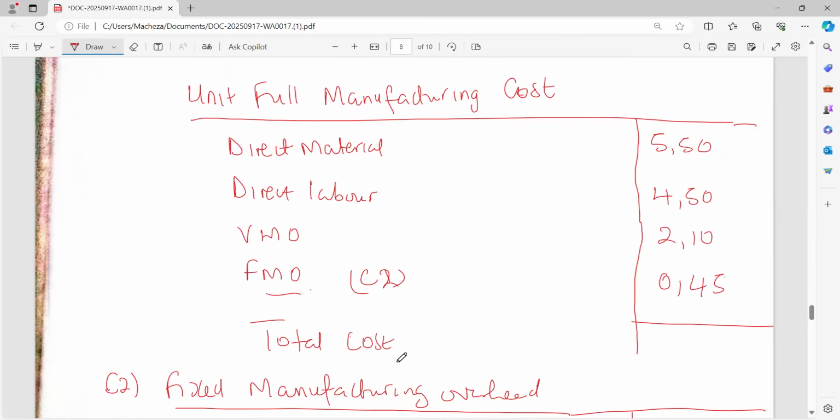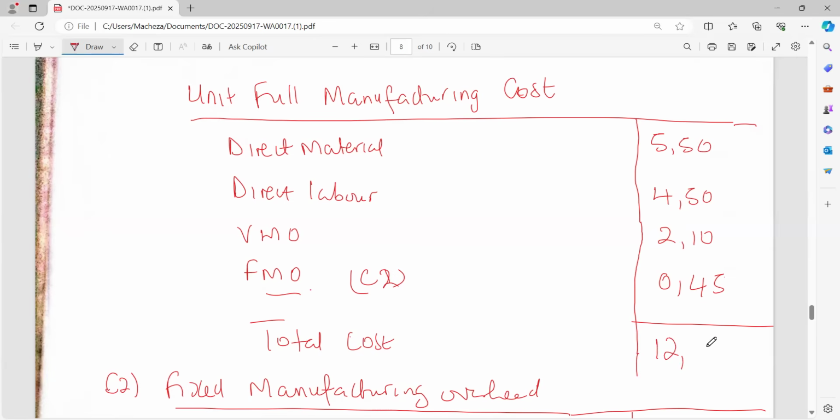So how much are we going to have as our total cost there? Anyone who got it, it's 5.50 plus 4.50. It's 12 Rand 55 cents. 12 Rand 55 cents.